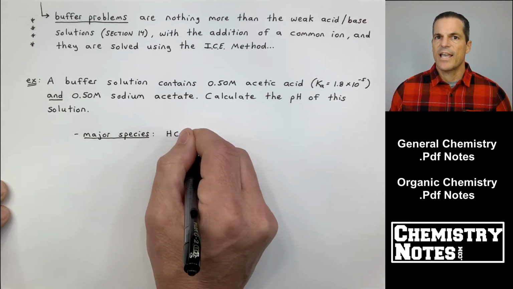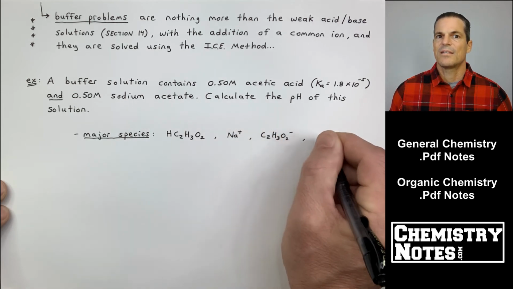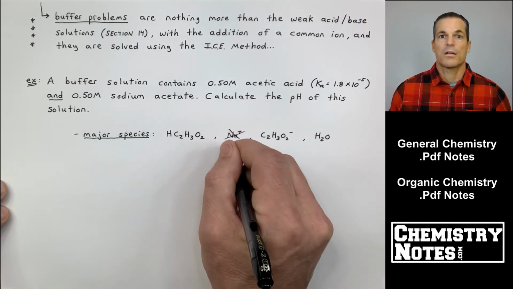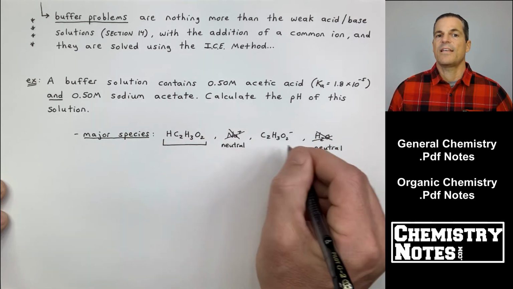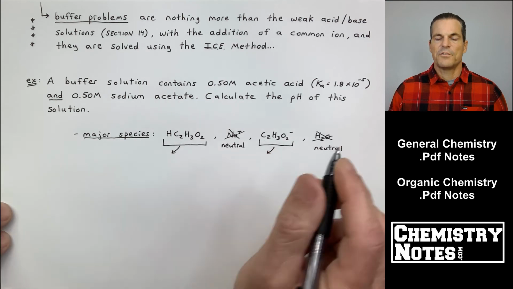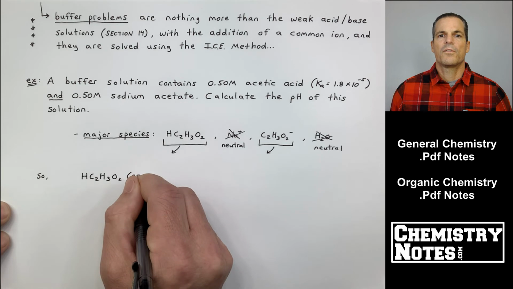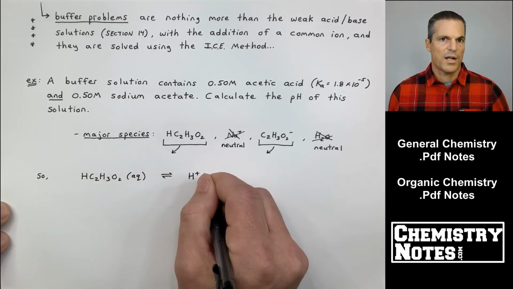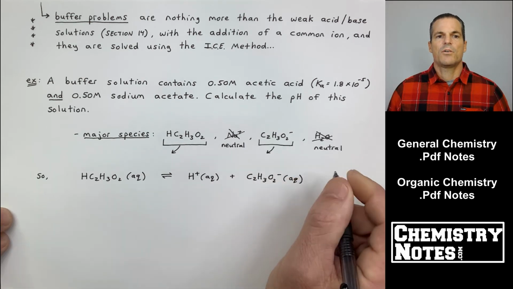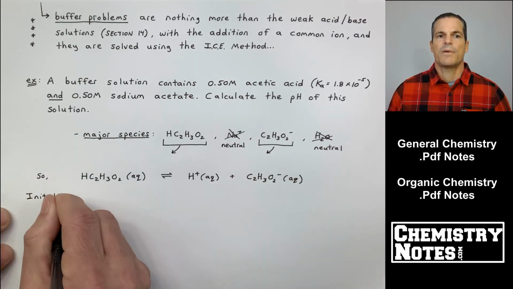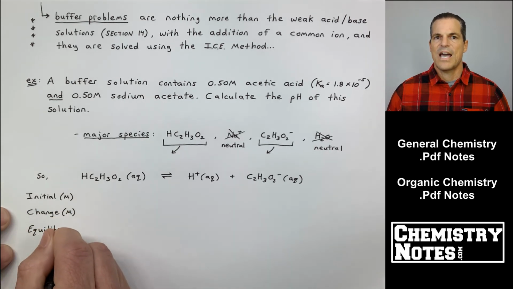So we've got acetic acid, a weak acid, and we've got a salt, sodium acetate. Acetate is going to be my common ion, right? So my major species, acetic acid and acetate, I'll have arrows underneath both of those. Na plus is neutral, water is neutral. Both of those, the reasons why those are neutral, we talked about in section 14. So I'm going to stretch out my dissociation reaction and get my initial, my change, and my equilibrium. Put a box around that. That's going to become my ICE table.